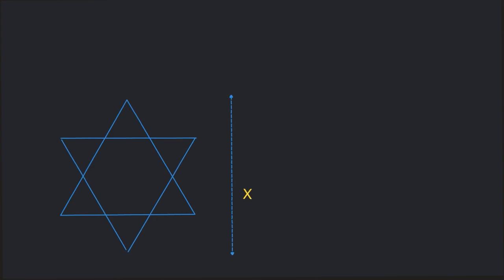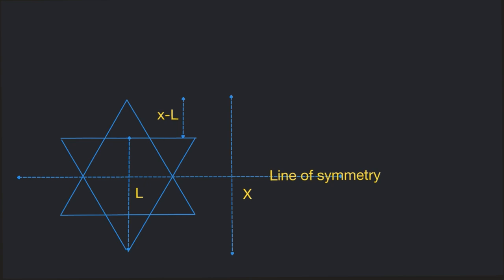Now consider the case when the distance moved by the moving triangle is more than L. Suppose this moving triangle has moved a distance x, and x is more than L. In this figure, the earlier vertex was here at the start of the movement, and now it is at this position. It has moved down a distance x, which is more than L. This line is the line of symmetry as usual. This distance is x, this is L, so this will be x minus L.